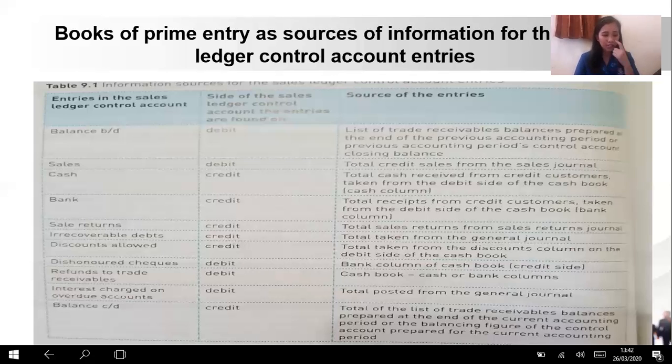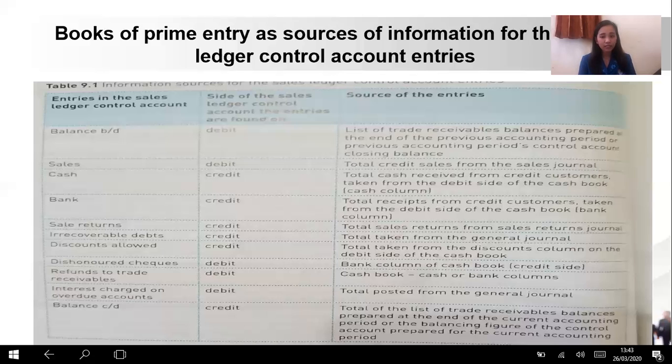The next one is sales. All the credit sales go on the debit side here. It means the total credit sales from the sales journal. Then cash: this is the total cash received from credit customers, taken from the debit side of the cash book, the cash column. And then bank is similar, the total received from credit customers taken from the debit side of the cash book, the bank column. So this one is from the cash column and this one is from the bank column. Sales return is the total sales returns from the sales returns journal, on the credit side.